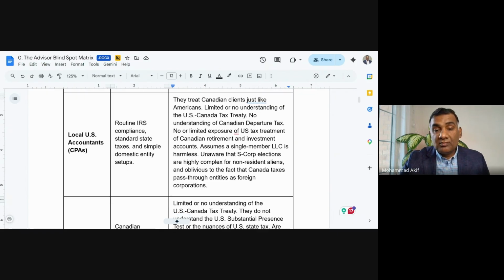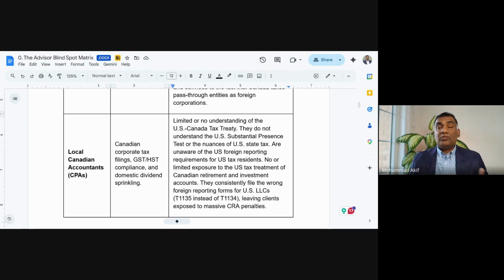No idea. Same thing with the local Canadian accountant. They're working with local Canadian residents: GST, T1, T2, all of the T filings. They're not aware of the US-Canada tax rate, and have limited information. It's not their job. They don't understand how the US treats the LLC, or how the US LLC needs to be reported on the Canadian side. This is what we're covering in this blog: where they end up reporting it and where it should have been reported.